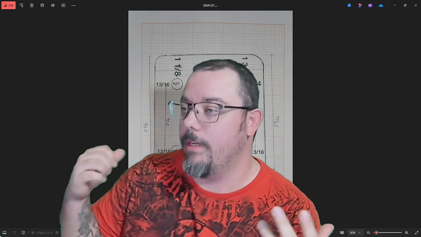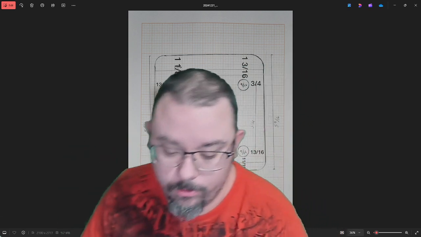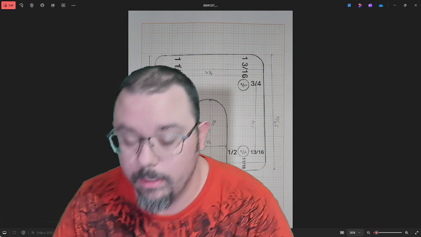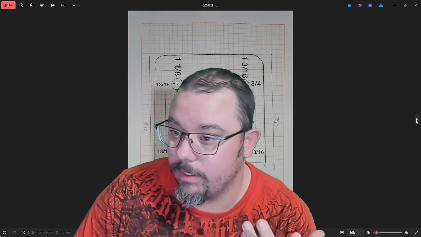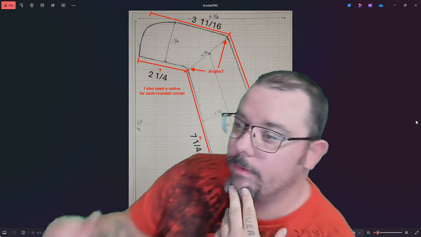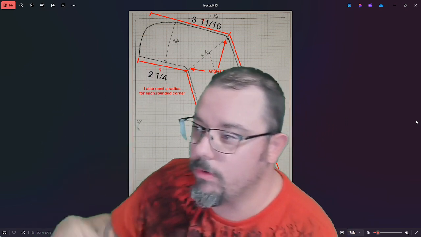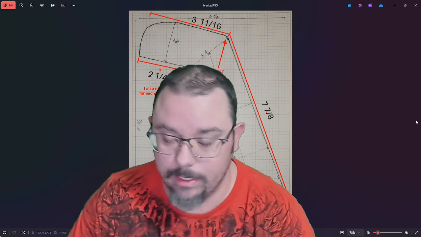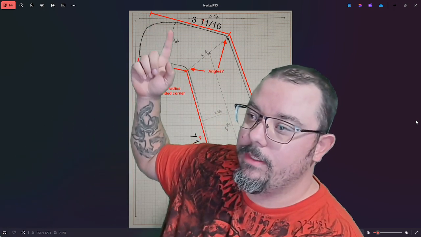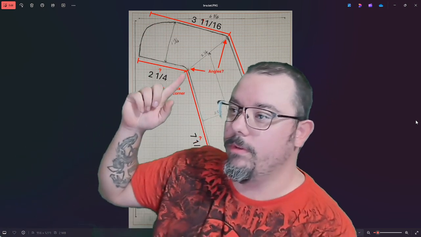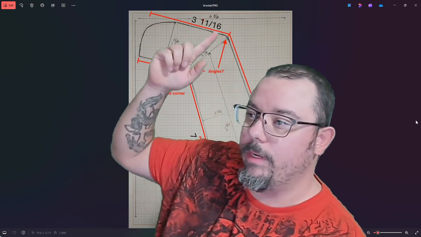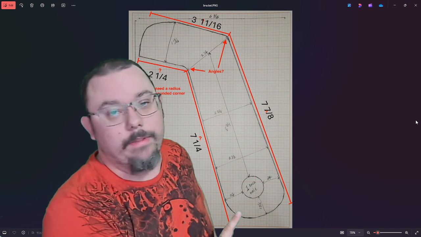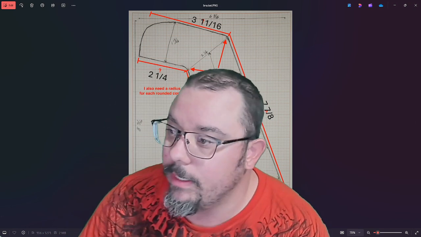I sent out my sketches and everything to SendCutSend. They sent it back saying they need to know more. They were asking what these measurements were. I sent them in, and then they said they need to know the radius of this, the radius of these points, the angles, the radius of this right here, and the radius of that.